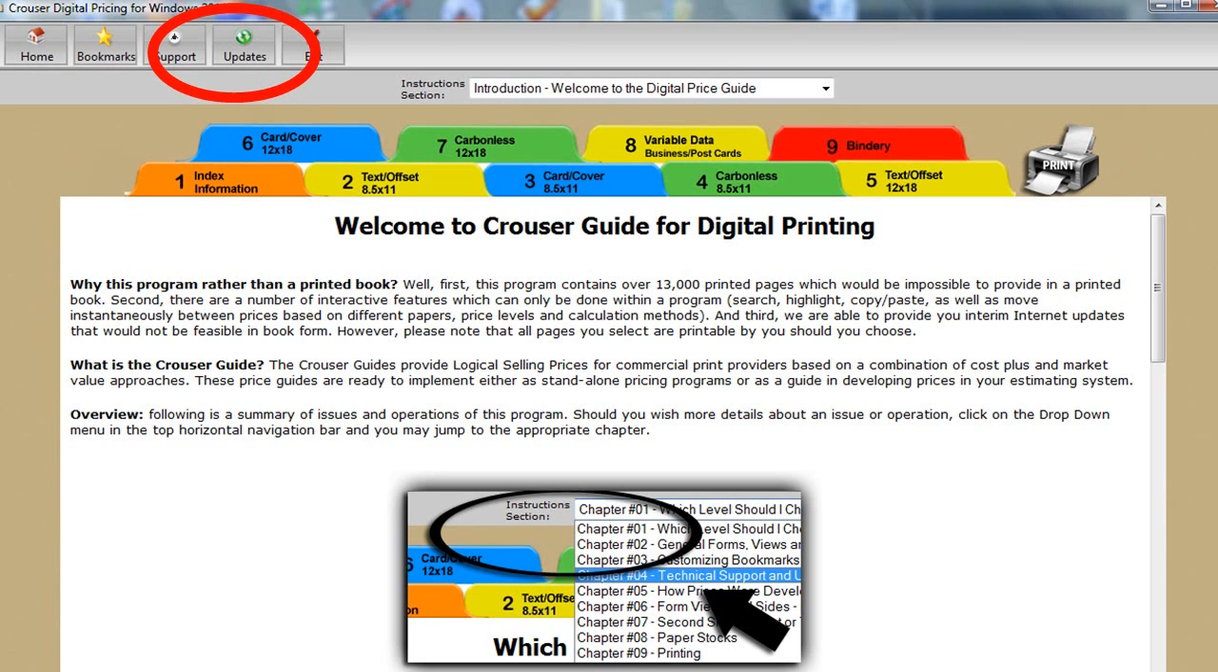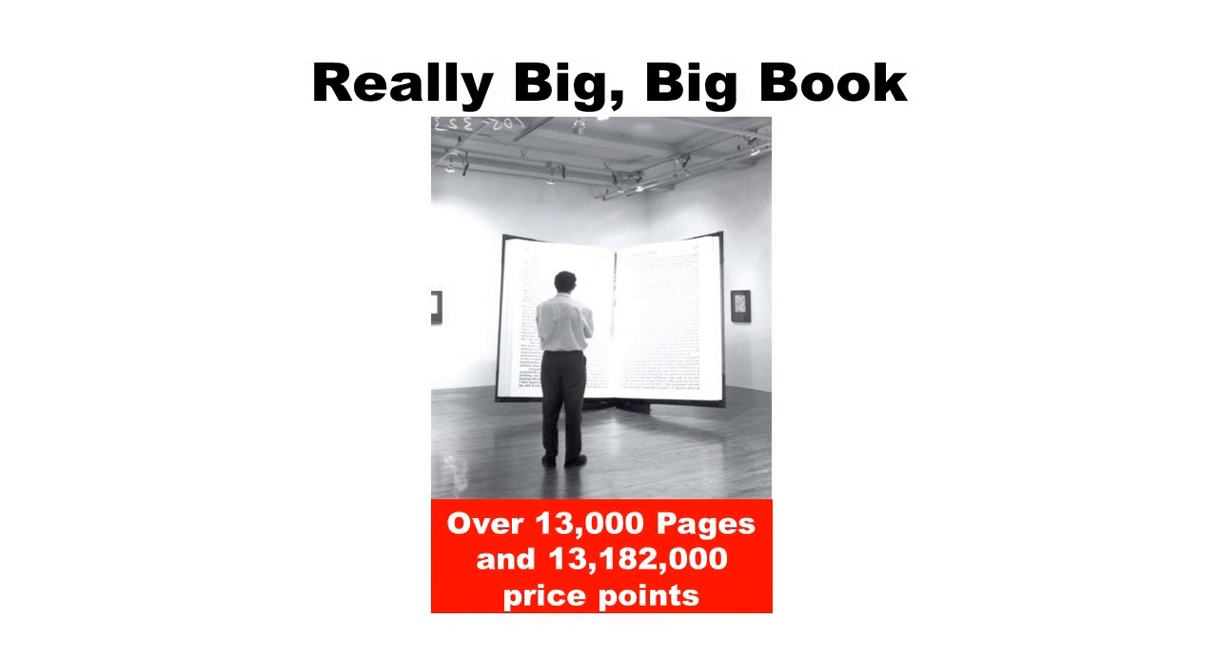Oh yes, someone always asks, how come we don't print out all this in a manual or a book? Well, our digital printing price guide, for instance, would have over 13,000 pages, and it'd be hard for you to find anything. Using the software, we can flick from one to another almost instantaneously.